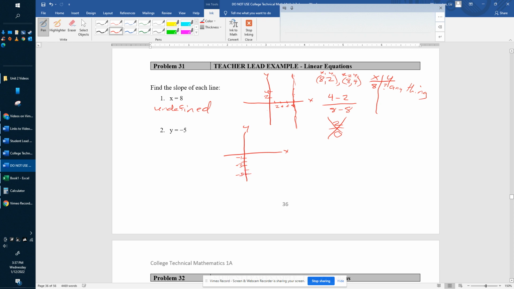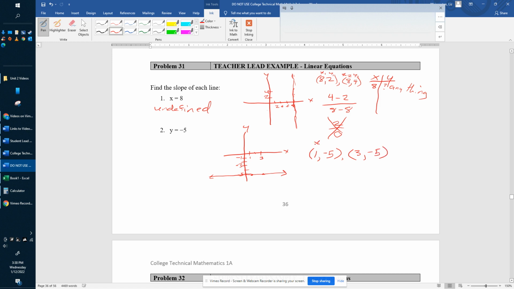It doesn't just equal -5 here. It equals -5 anywhere. X can be anything we want. Y is still -5. It goes on forever. So let's pick 2 points, say 1 and 3. There's one point, there's another point. So x is 1, y is -5. X is 3, y is -5.